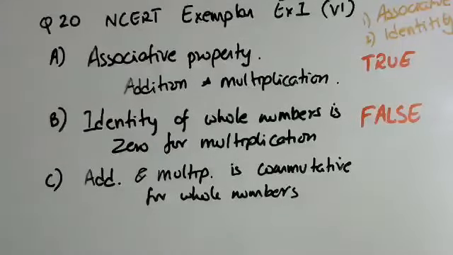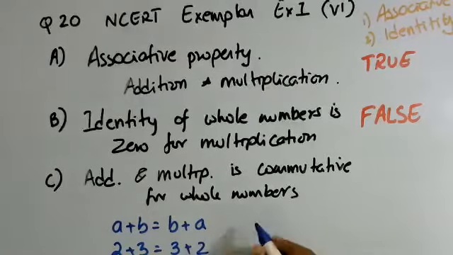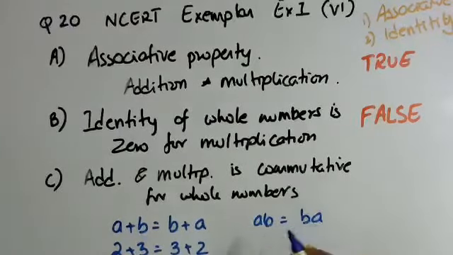Stuff around. So how is it different from associative property? There also you move the numbers around. Is there any difference between commutative and associative? Give me an example, let's say. Like for addition, the rule is a plus b equals b plus a. In numbers, this means 2 plus 3 equals 3 plus 2. For multiplication, the rule is ab equals ba. In numbers, this means 2 into 3 equals 3 into 2.